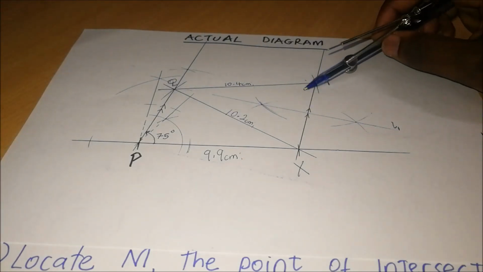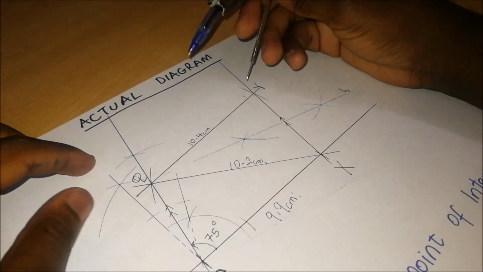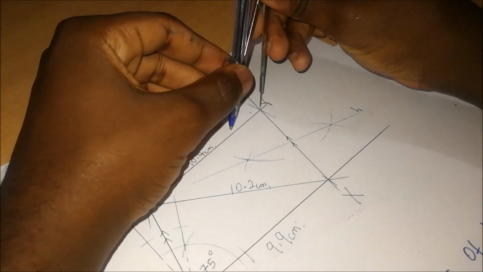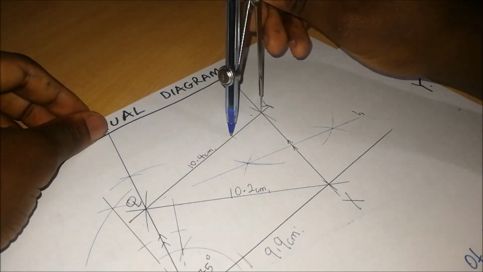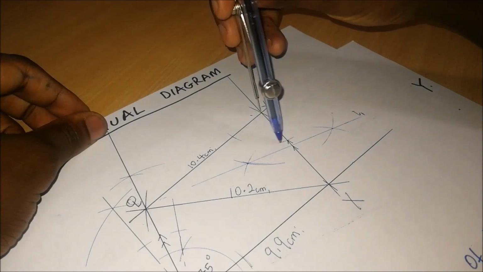So in other words, we are going to bisect this angle. So that's exactly what we are going to do. So we shall go ahead and bisect the angle. I put my compass needle right there, draw an arc right there, draw an arc right there.